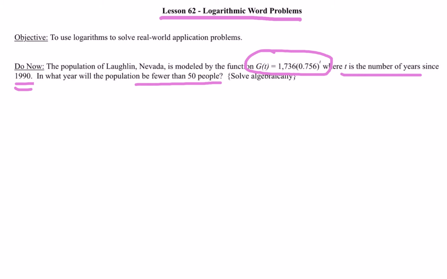Now, first of all, you should recognize this formula. It's very similar to a times b to the x. A is your initial, and b is your growth or decay factor. Now, because b is less than 1, I already know that I am decaying. So I know that my population is decreasing.